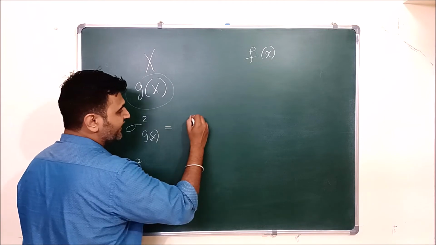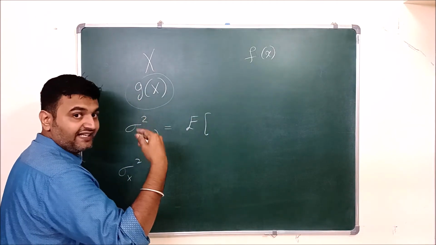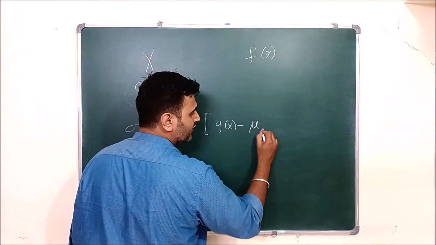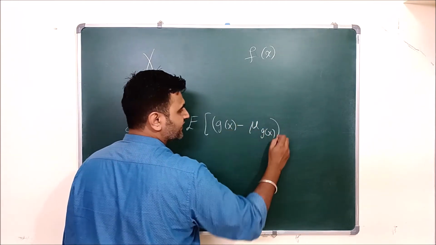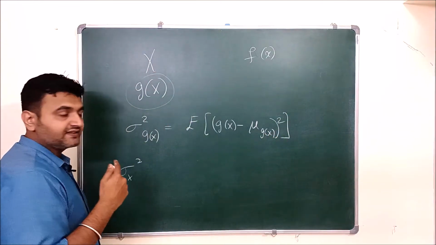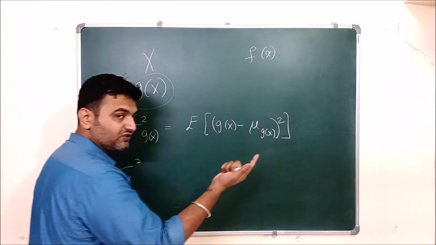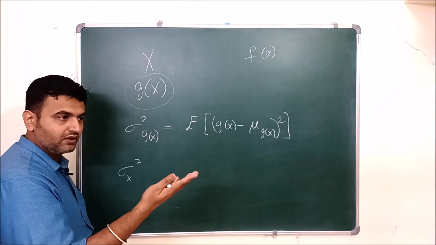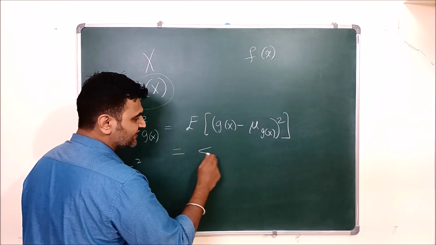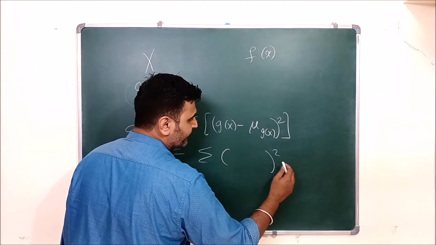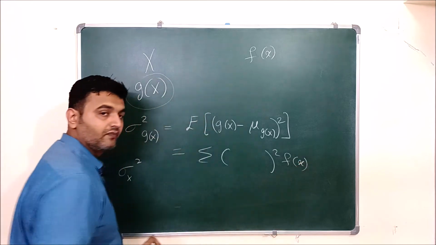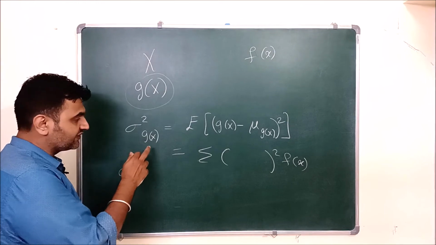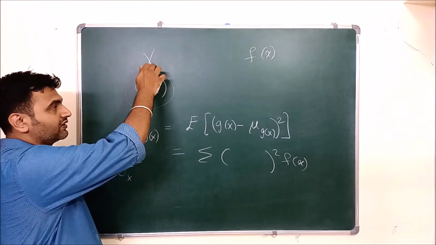So what is this? This is nothing but expectation value of, it was what, x minus, so here it will be g of x minus mu. Mu of what? The mean of g of x. And then you take the square. So for the earlier case it was expectation of x minus mu the whole square. Same thing, instead of x it will be g of x and the mean of g of x the whole square. And then you apply the formula, you get the answer, which is summation of this quantity square into f of x. So that's how you find the variance for any function random variable which is obtained from the given random variable x.